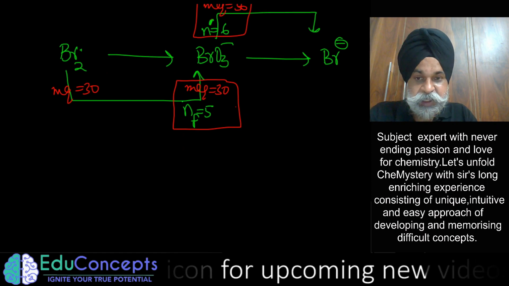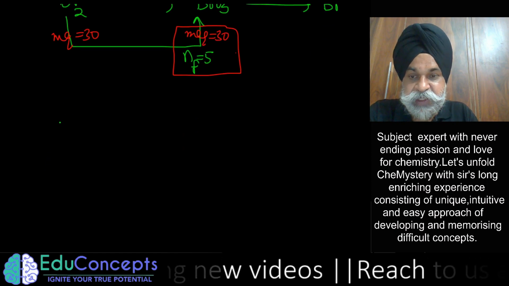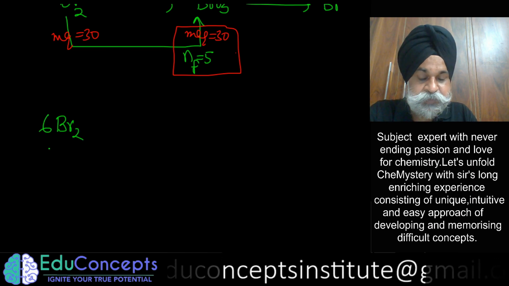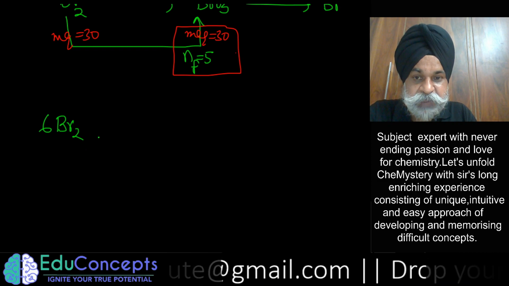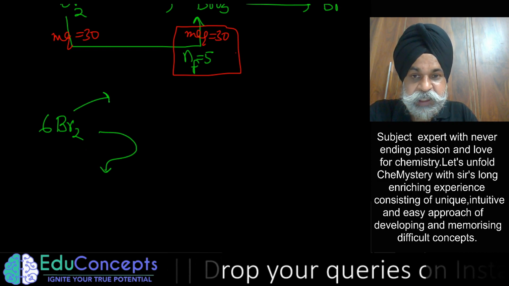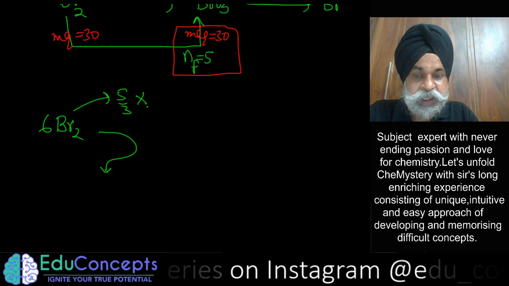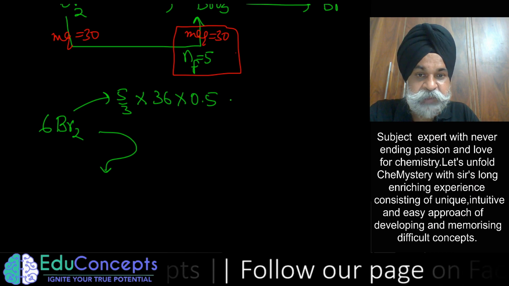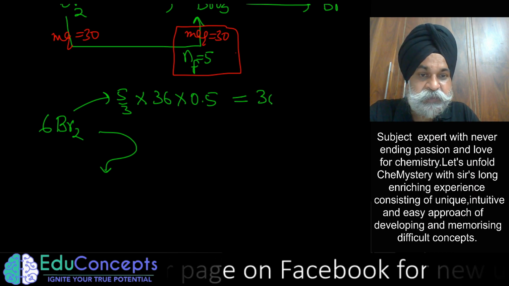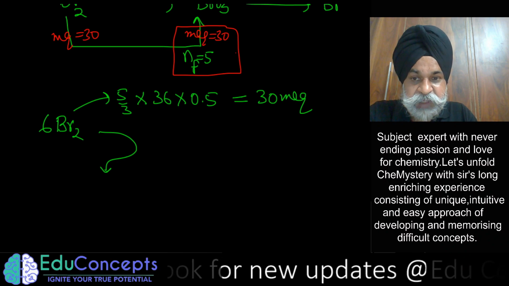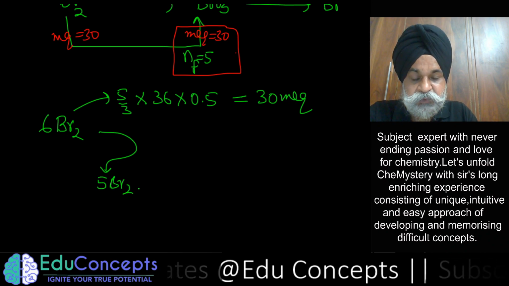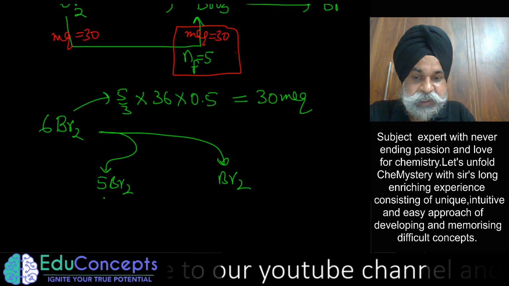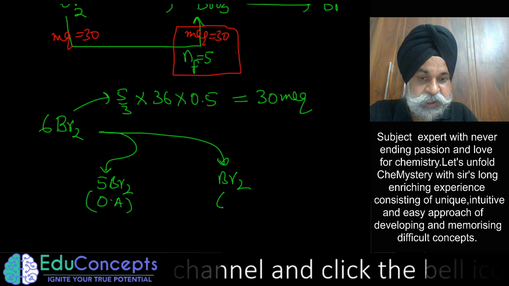Got it? And another thing which would also surprise you and make you comfortable: we have taken 6Br2, and out of this 6Br2 we said the n factor was 5 by 3, and 36 ml it was, 0.5 molar it was, if you remember. So this altogether becomes 30 milliequivalents. Now out of this 6Br2, 5Br2 were acting as an oxidizing agent, and 1Br2 is acting as a reducing agent.